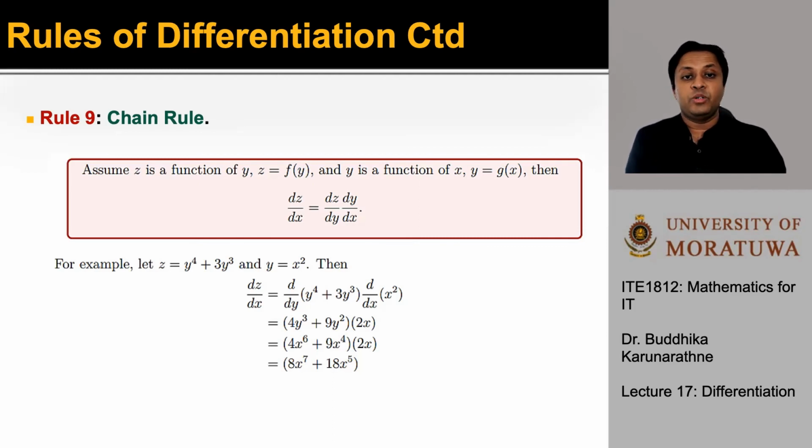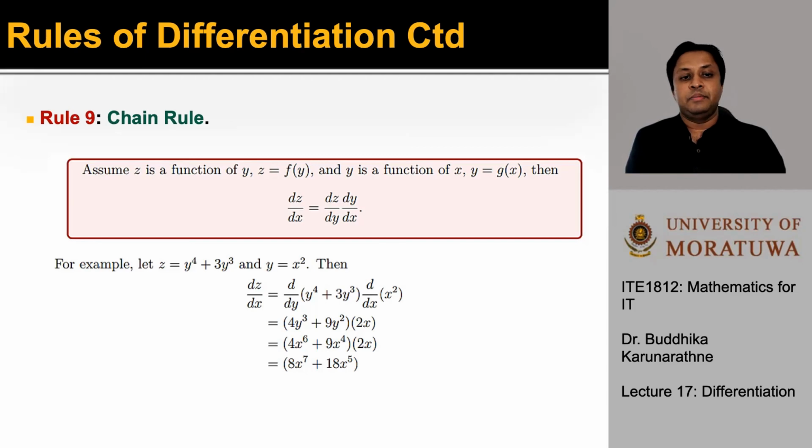Then if you want to get the derivative of z with respect to x, that is dz over dx, we can write it as dz over dy times dy over dx. So this is the chain rule, used when you need to combine different variables. Okay, so let's understand this by an example.